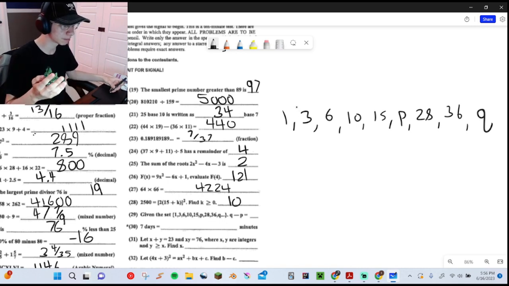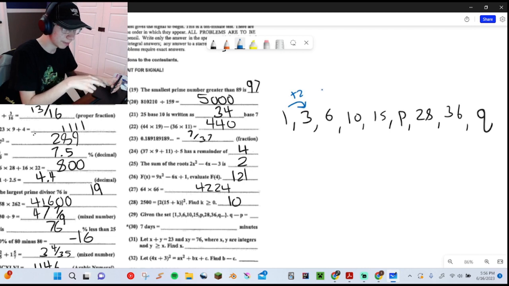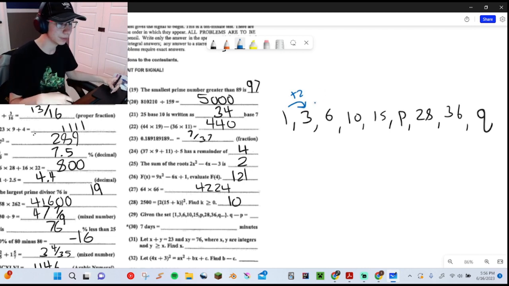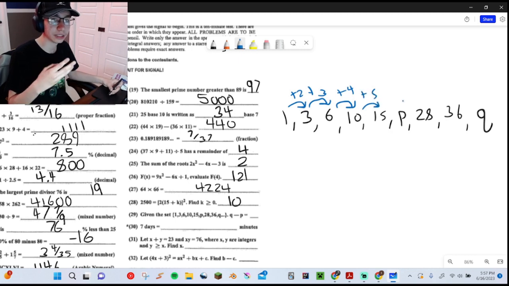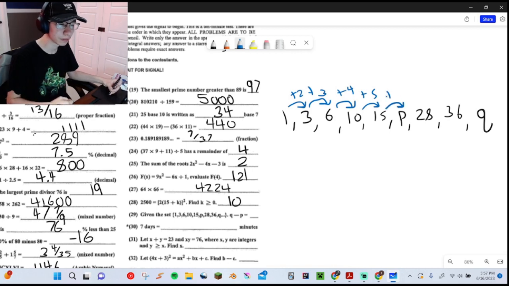So the pattern, in this case, is we're adding by consecutive numbers. So to get from the first to the second term, I add 2. To get from the second to the third term, I add 3. To get from the third to the fourth term, I add 4. Fourth to the fifth term, I add 5, and so on. So to get from the fifth term, 15, to p, our sixth term, I gotta add by 6. So p is 21.